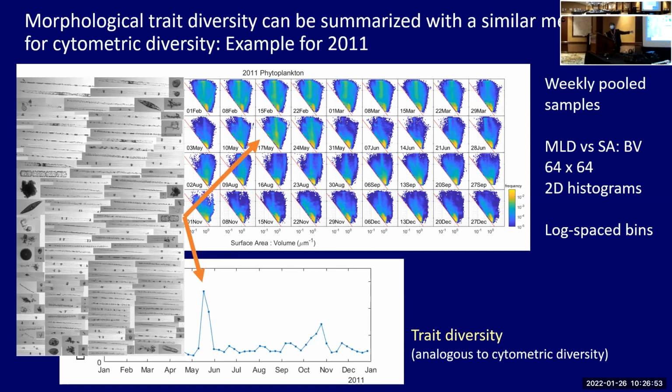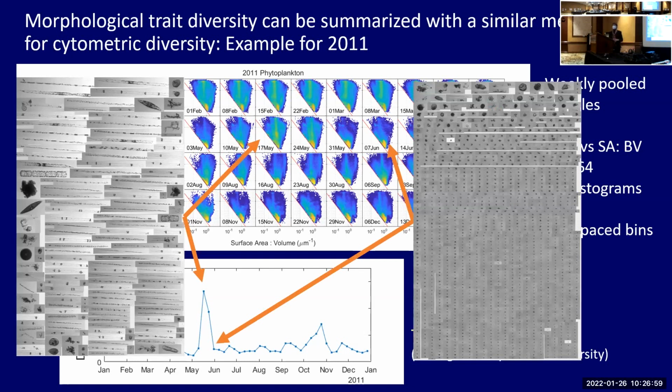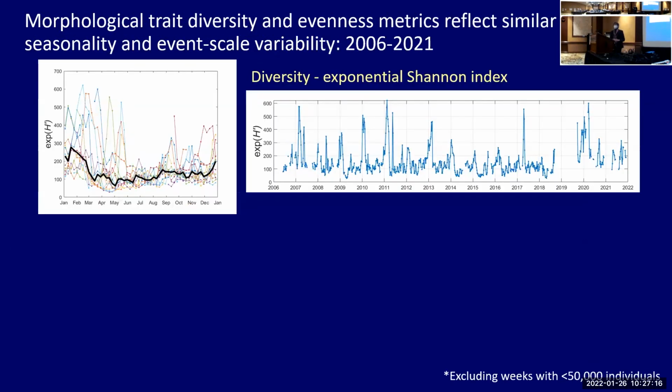This is what the images look like from the second week in May, the third week in May, and then a couple of weeks later, beginning of June, all those long chain forming diatoms are gone. There's a few dinoflagellates and a whole bunch of nanoplankton. And that's reflected in the sort of traitscape there and in the diversity metric. Okay, so that was 1 year.